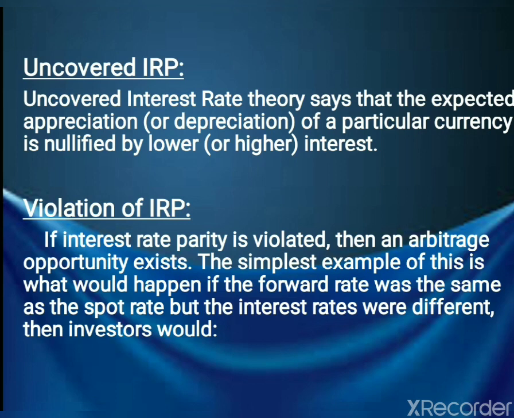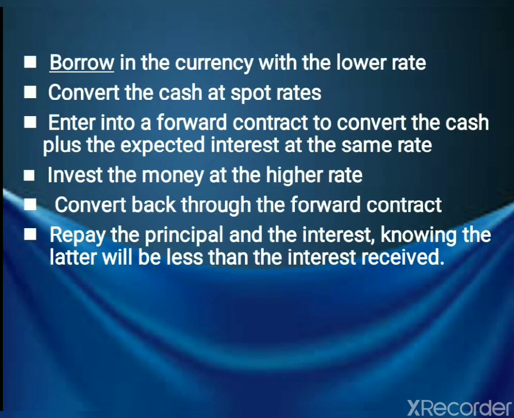So that can be offset here. He is going to borrow in the currency with a lower rate. First of all, he is going to borrow the money in the country or in the currency where the rate of interest is less and convert the cash at spot rates. He is going to convert his cash in the spot market, and enter into a forward contract to convert the cash plus the expected interest at the same rate. So at the time of maturity, along with the cash, he is going to get certain interest on the future date.